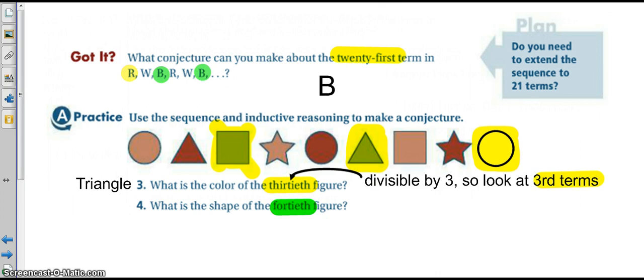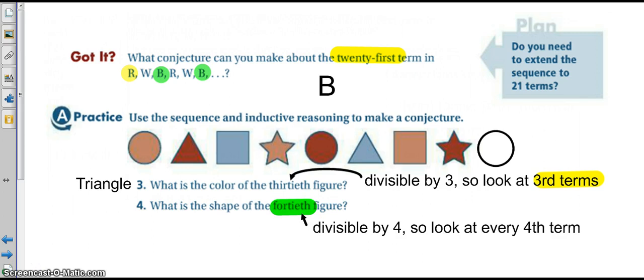but I'm going to then erase all my highlighters from that one so that I can use green for the new problem. So just like that problem was divisible by 3, so we'd look at the third term. Because this, we're looking for the 40th figure, we will look at the fourth terms. So let's start that process by saying 1, 2, 3, 4, I begin with a star. Then 1, 2, 3, 4, I have another star.